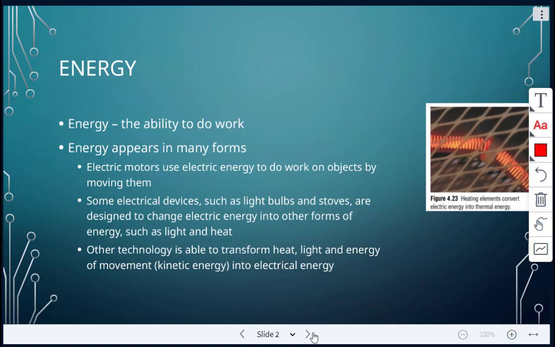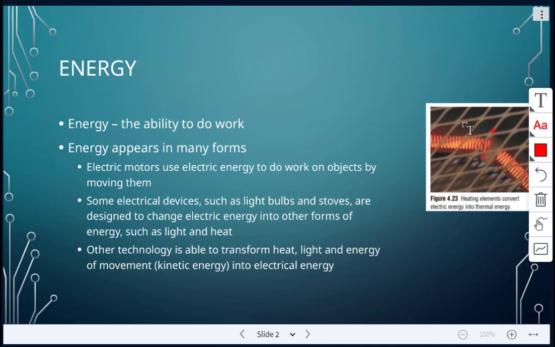For example, electric motors. They use electric energy to do work on objects by moving them. Electrical devices like light bulbs and stoves. They change electrical energy into light and heat. Other technology can transform heat, light, and energy of movement into electrical energy. So that's what we'll look at today.